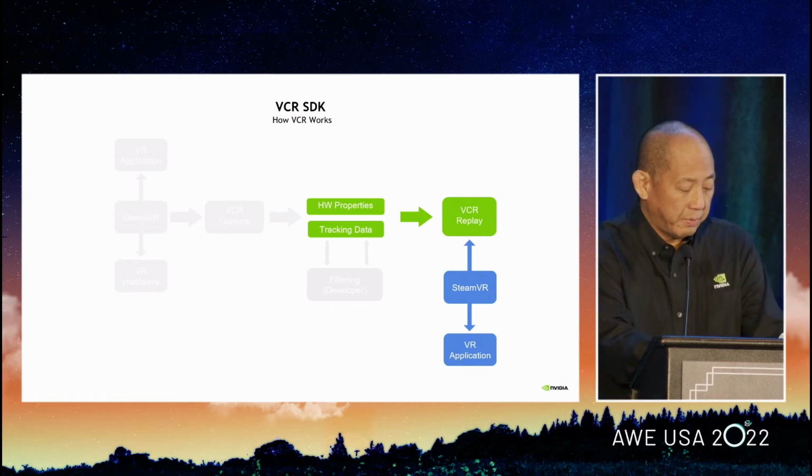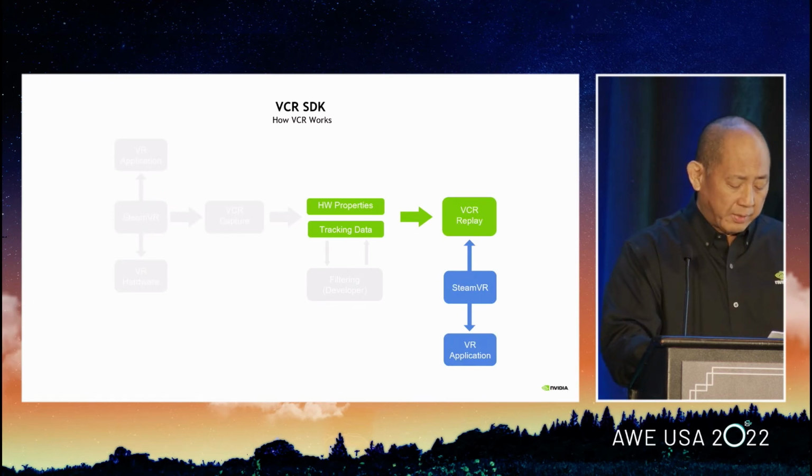For replay, VCR uses an OpenVR driver to emulate an HMD and controller and sends a virtual VR driver to SteamVR. VCR reads the saved tracking data and replays the HMD and controller motion and input.